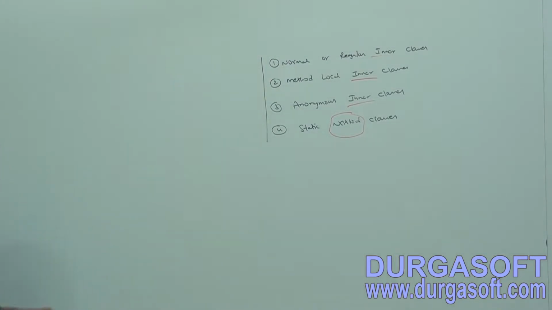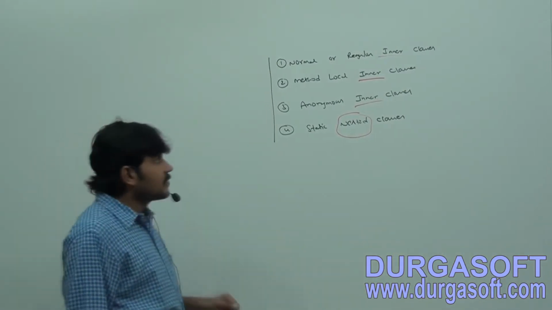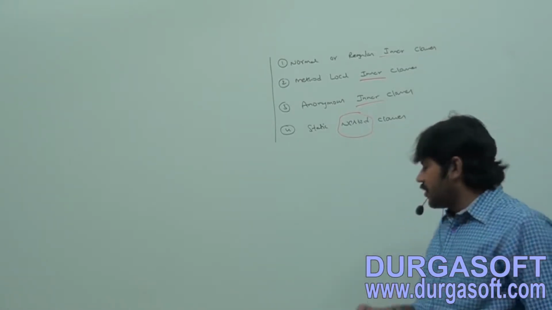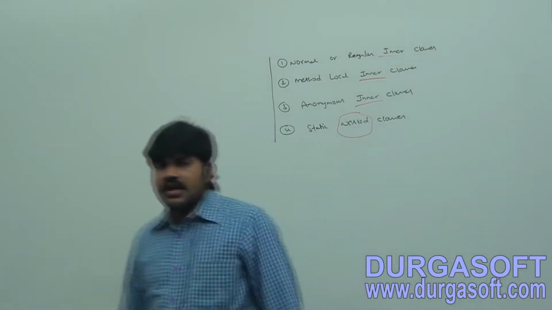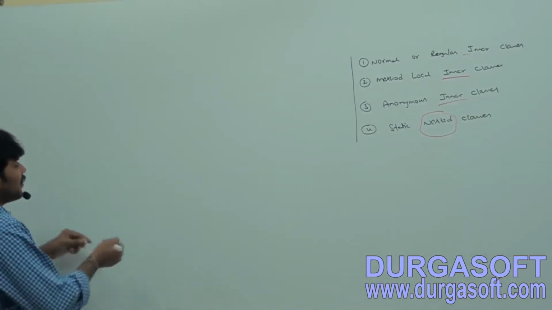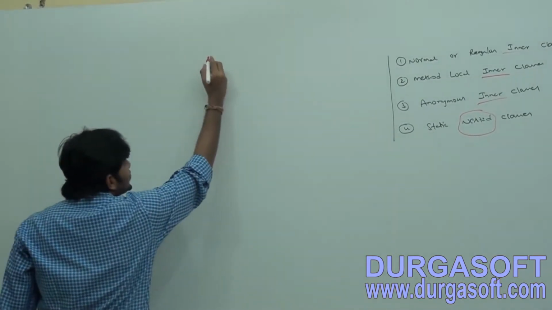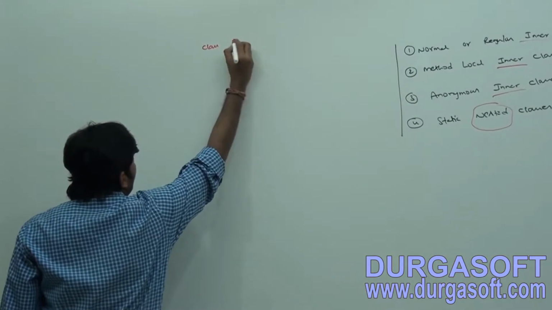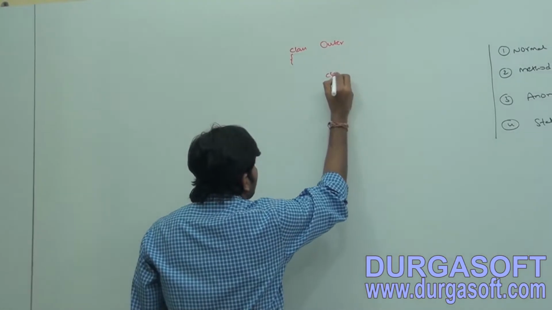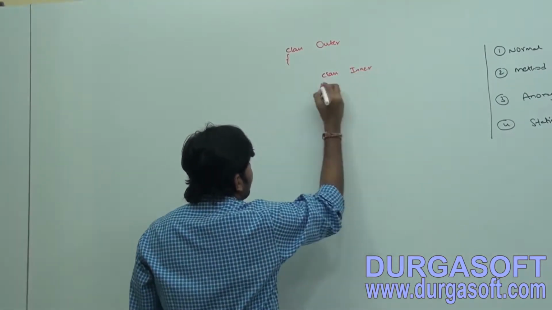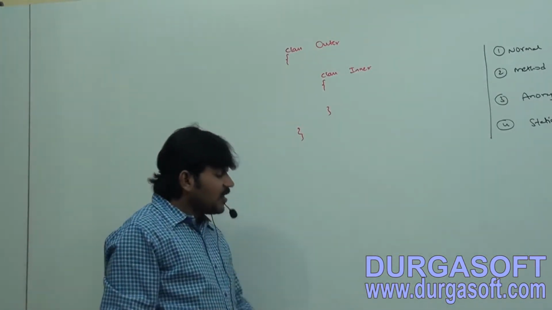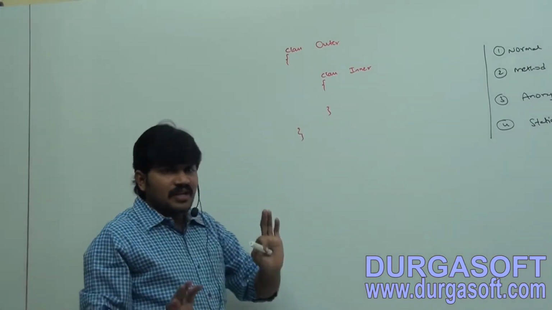Now, first keep the subheading: normal or regular inner classes. Here, observe this one. I am taking class Outer, and within that, class Inner. So this one is nothing but a normal or regular inner class.